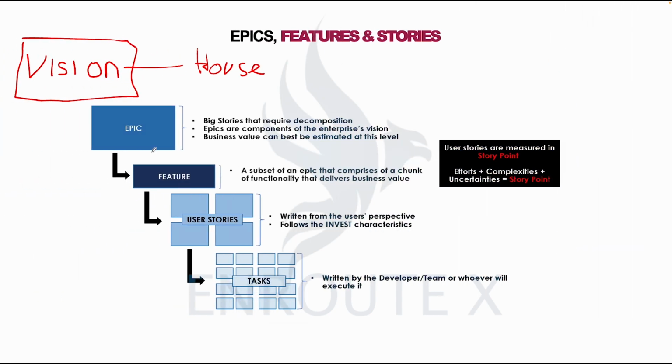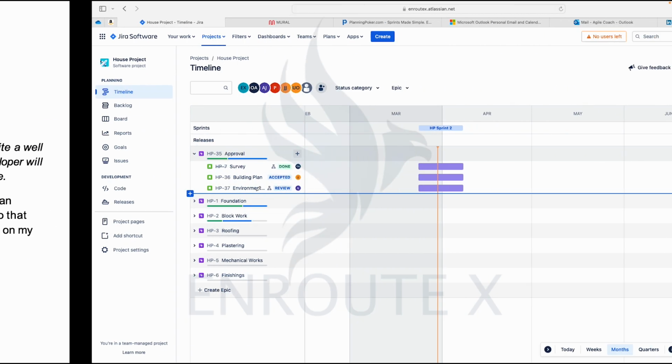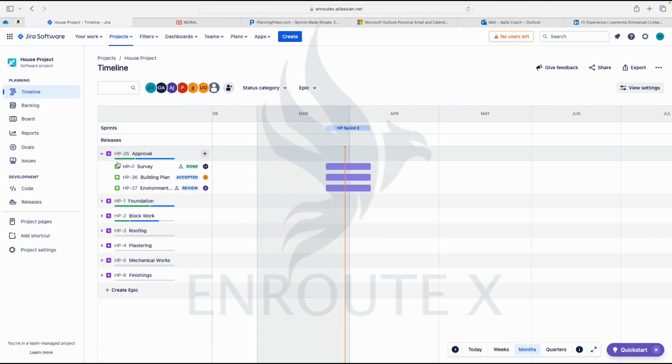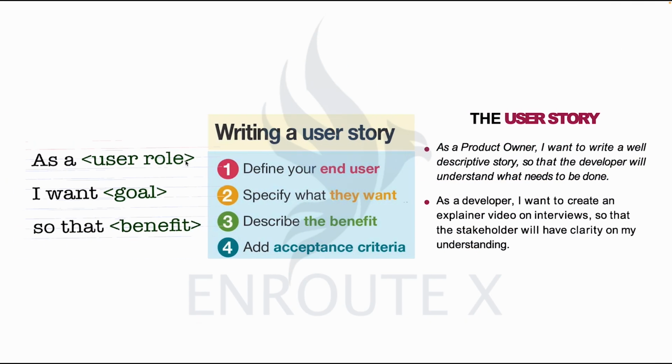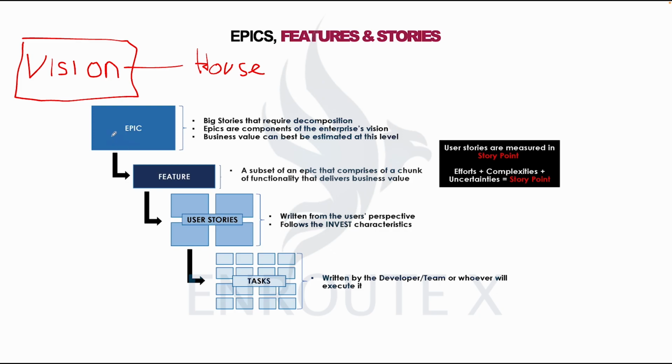What we have here, if we go by this, then we'll relate to that. On the board, inside the epics, we have stories. But in this illustration, inside epics, we have features. And why we have that is this. Epics are the big stories that require decomposition. Decomposition means breaking them down. Epics are components of the enterprise vision.